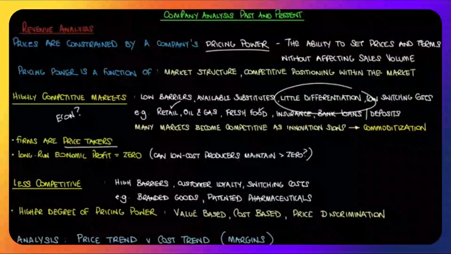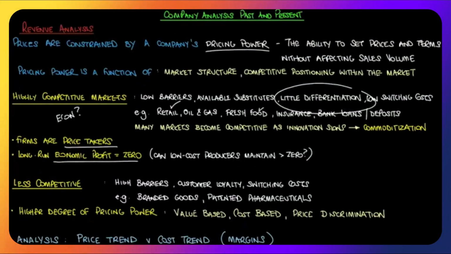The downside, in the long run, your economic profit will be zero. Remember, that's economic profit, not accounting. So you're making a profit, but it is just enough to cover the required return of your investors. They don't make any excess profits.